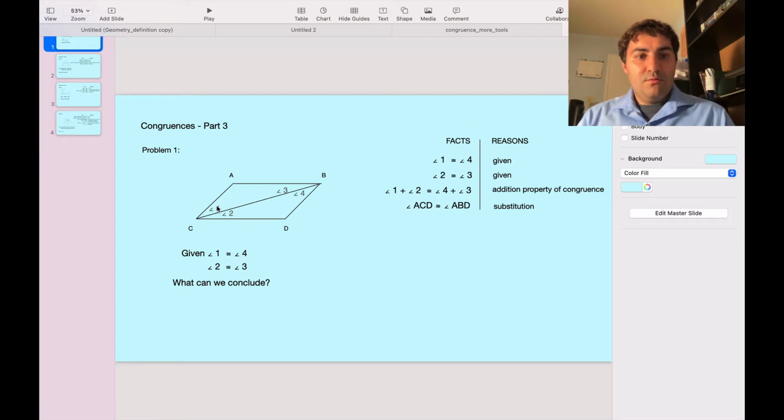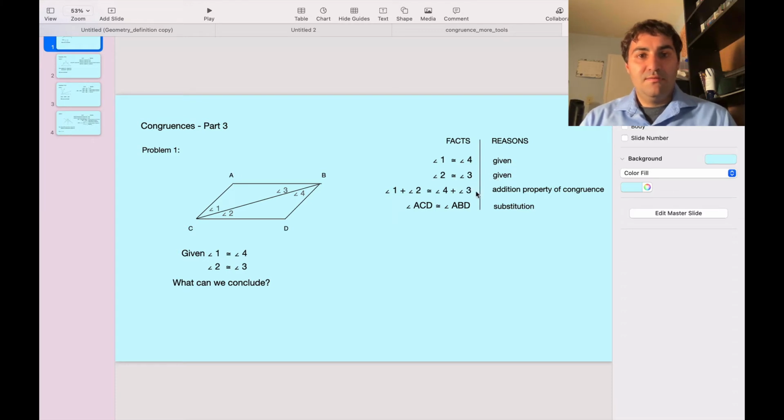So we're given the angle 1, which is angle ACB, is congruent to angle 4, CBD, and that angle 2, BCD, is congruent to angle 3, CBA. What can we conclude from this? So let's set up this facts and reasons way of proving things over here. First we write down what we're given. Angle 1 is congruent to angle 4. Angle 2 is congruent to angle 3.